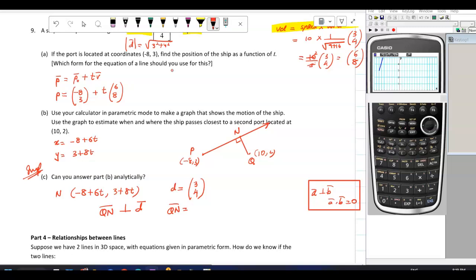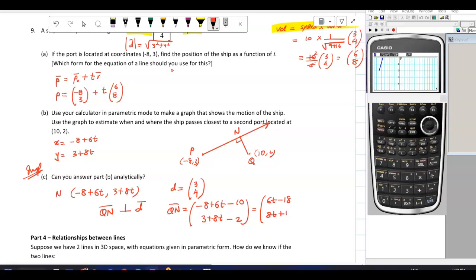That will be 0. What's your QN? How do you find ON minus OQ? ON minus OQ? What's your ON? ON is minus 8 plus 6t, 3 plus 8t, minus OQ, which is 10, 2. So what is this? Minus 18 plus 6t, so 6t minus 18, yeah, and 8t plus 1.